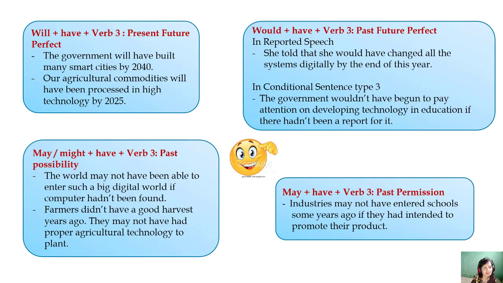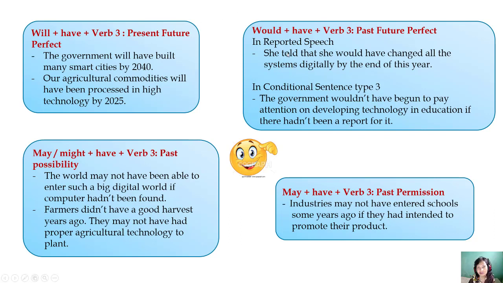Our agricultural commodities will have been processed in high technology by 2025. In these 4 years, we are building infrastructures for the high technology, and we are learning for that. In order that by or before 2025, our agricultural commodities will have been processed in high technology. The infrastructure will be ready for that.